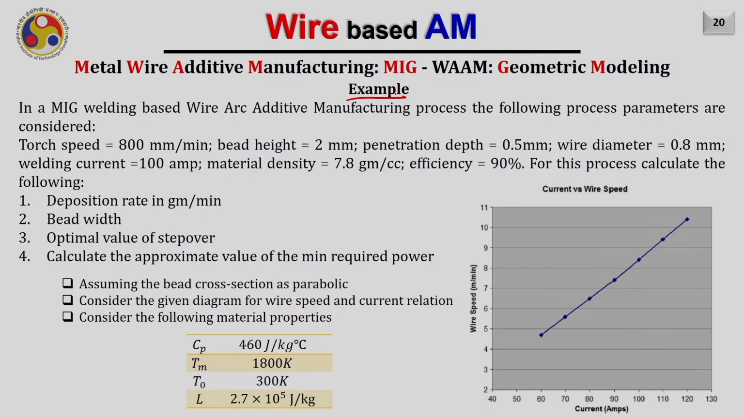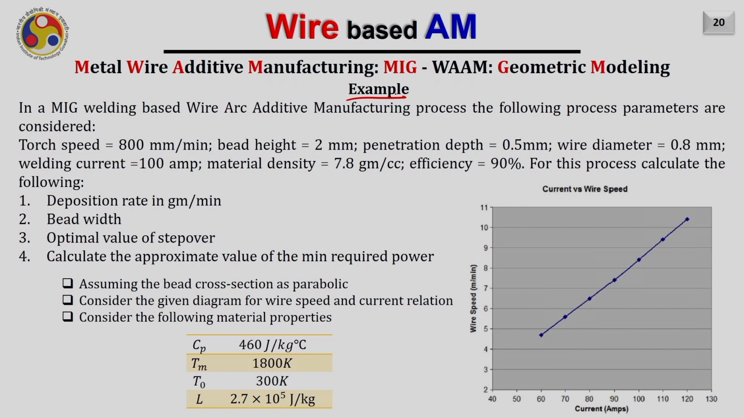Therefore, we can say that in order to obtain the almost flat surface while depositing in the XY plane, the distance between the two consecutive beads in the case of wire arc additive manufacturing should be equal to 2 by 3rd of the width of the bead deposited. Of course, there are several assumptions we have made, but still this works very fine and gives us good results.